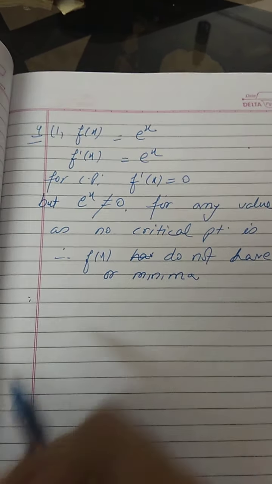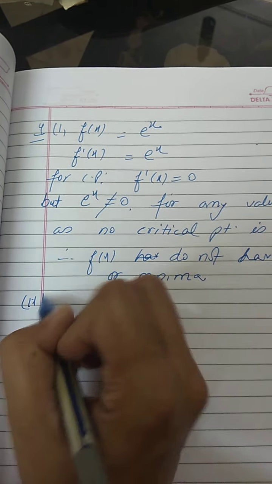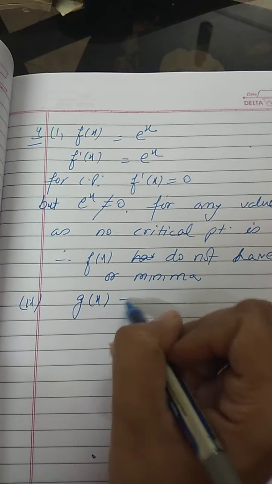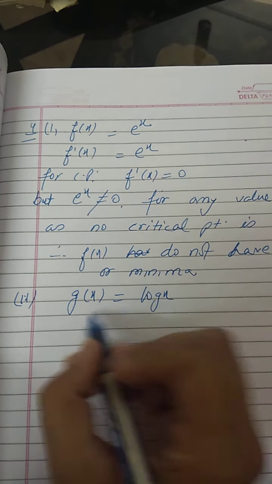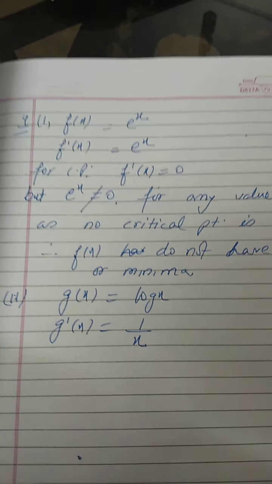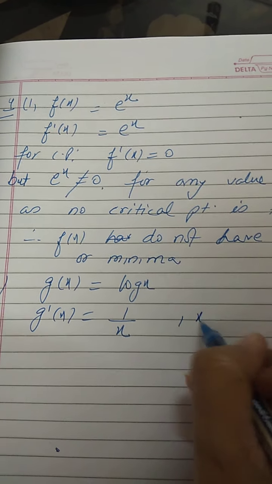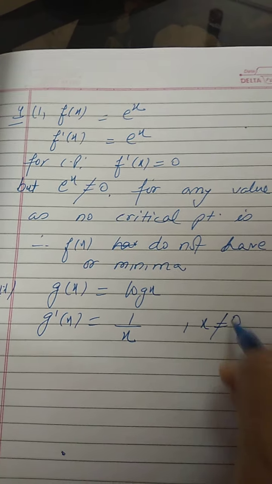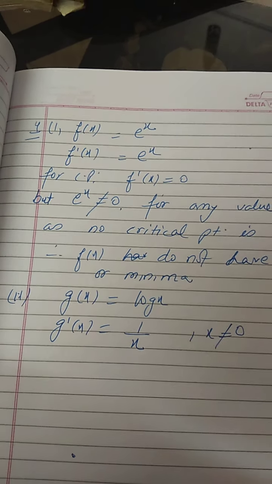Similarly, the B part, I think you people can understand that also. The function is given as log x. What is the derivative of log x? It is 1 by x, and we know this x can't be 0. This x can't be 0.